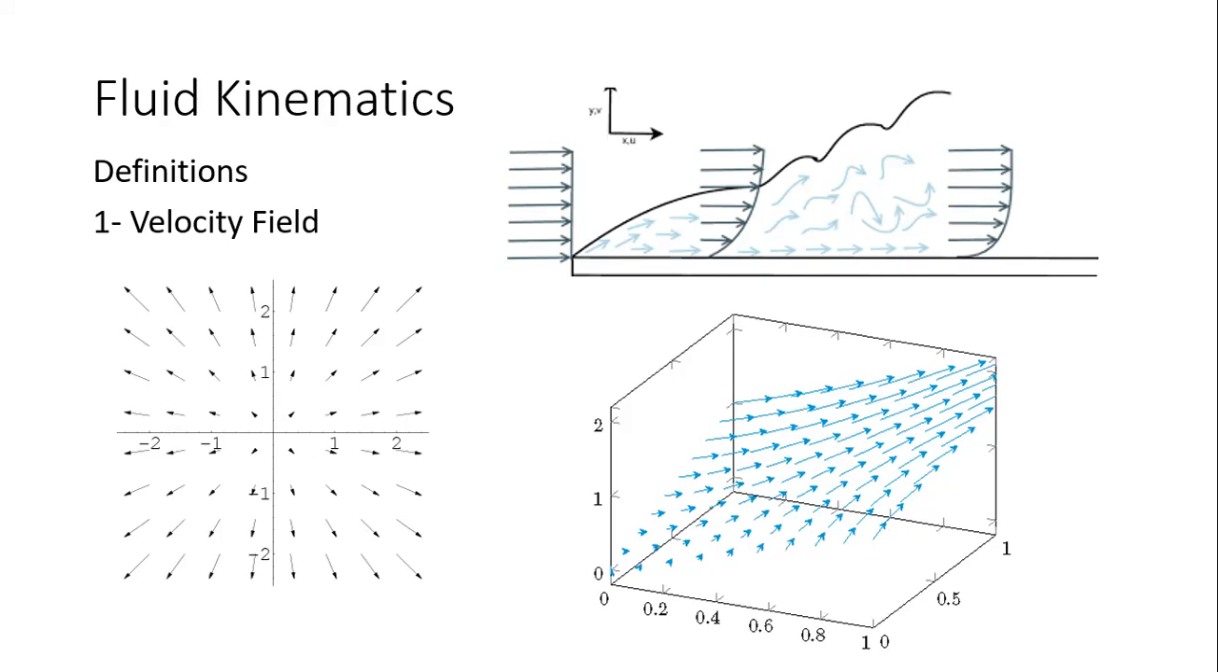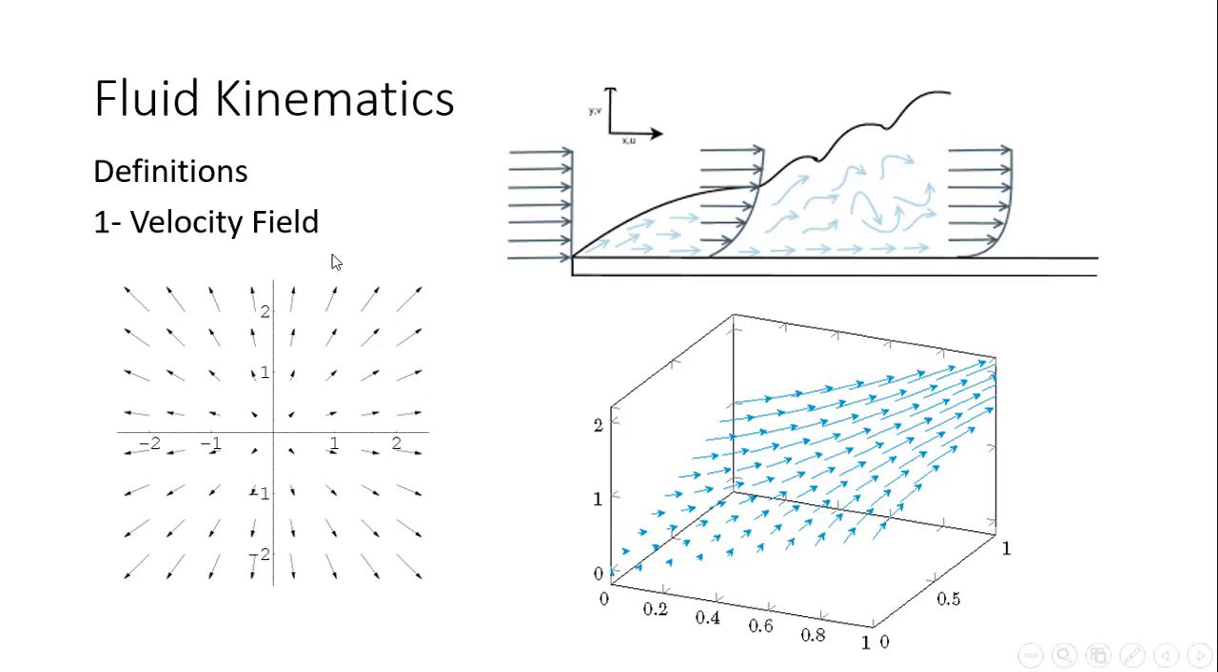So first, we define the flow domain. The flow domain is the region in which the fluid flows. Inside the flow domain, I have a fluid. I have fluid particles. Each fluid particle has a velocity.